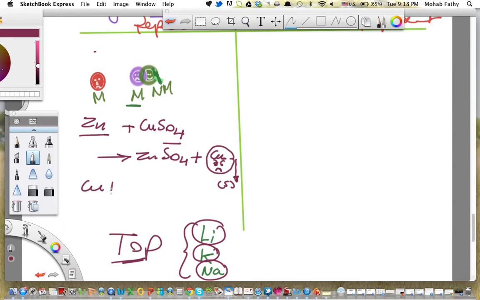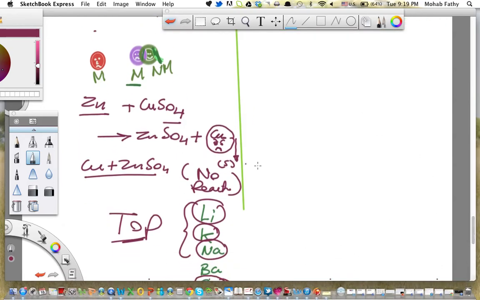Can copper replace zinc in zinc sulfate? No. So whenever you write an equation like this one in the exam, you write beside it "no reaction." She will be very proud of you. You have to think that she can trick you. So you have to know that copper cannot replace zinc, but zinc can replace copper. Why? Because zinc is more active than copper.